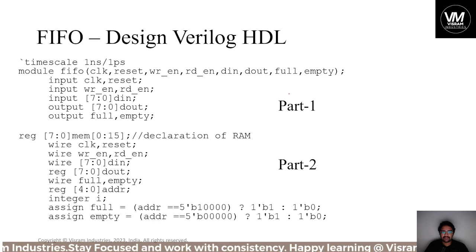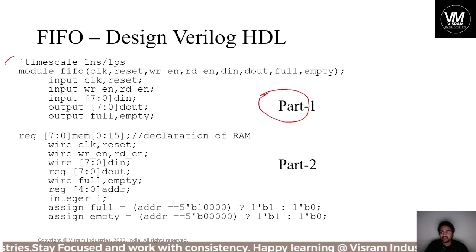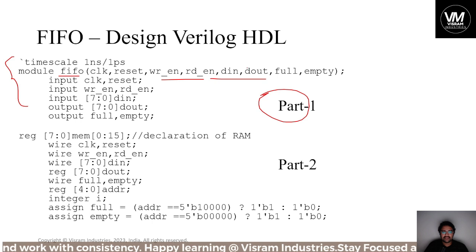And you can see for part 1 of the design in the Verilog HDL, the declaration happens: module FIFO, clock, and reset, and write enable and read enable, data in and data out, full and empty. And you can write inputs. What are all the inputs you can see? Write enable, read enable, clock, reset, and input data in, D in, and data out is D out. Earlier in the last lecture, we wrote data underscore out, data underscore in, or buff underscore in, or buff underscore out. Now I have changed to D in and D out.